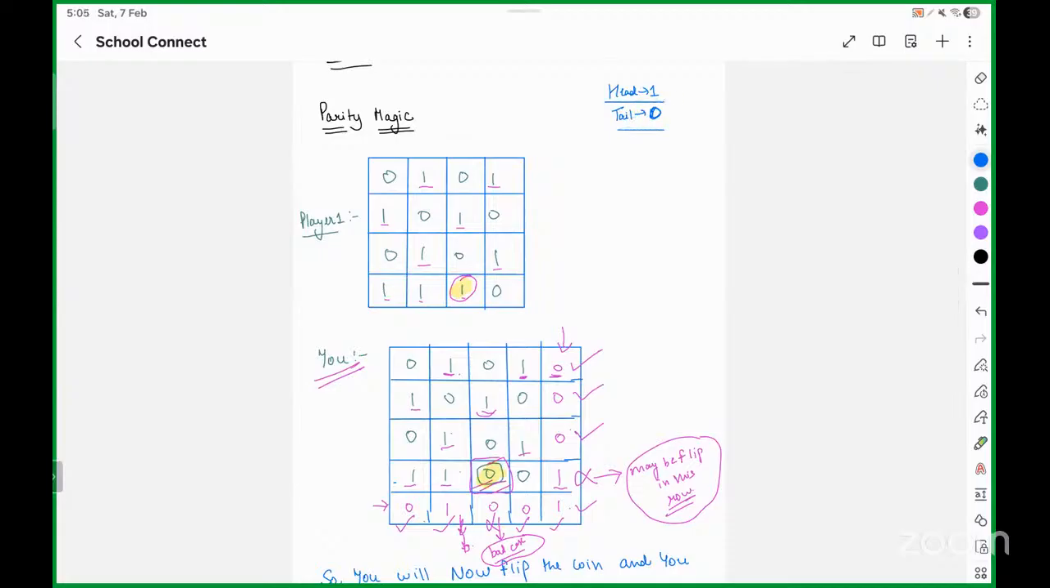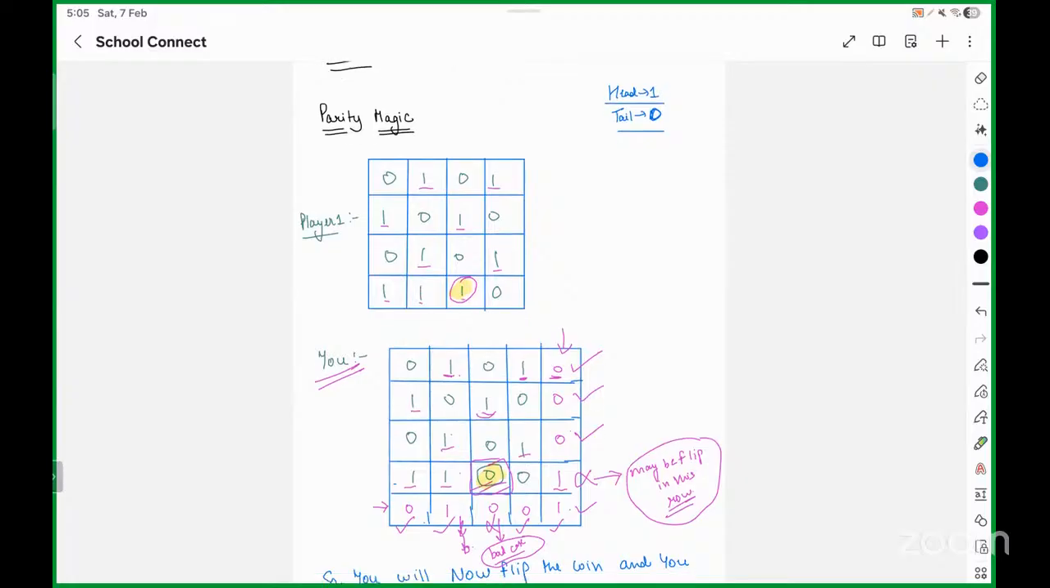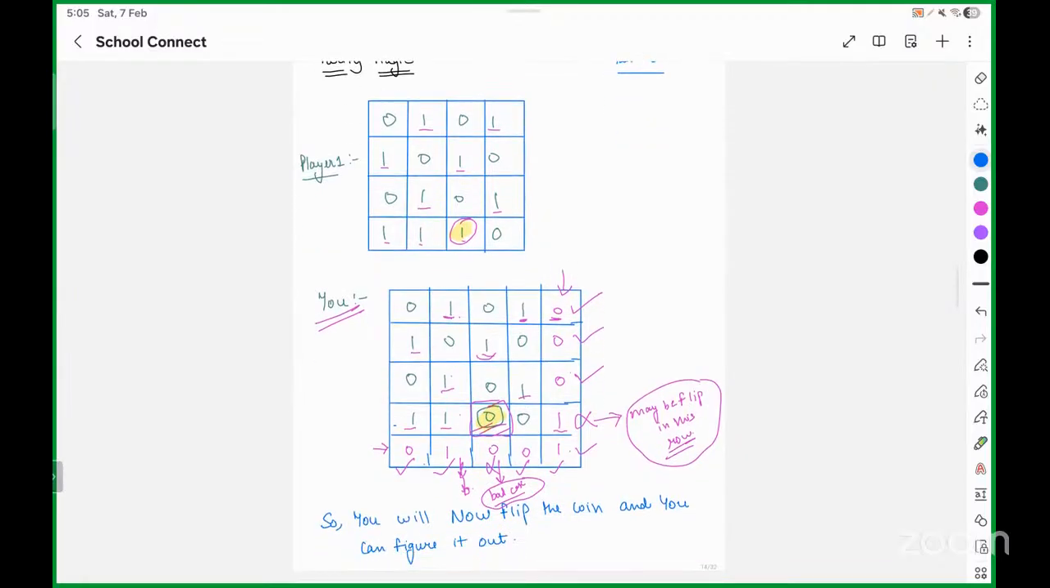Since we can't present it live, we are saying that if he's putting the coin and the upside part is a tail, we denote it by zero, and if the upside part is a head, we denote it by one. So this is the table which player one makes. Then he will flip one of the coins in the table, and you have to guess which coin he has flipped.